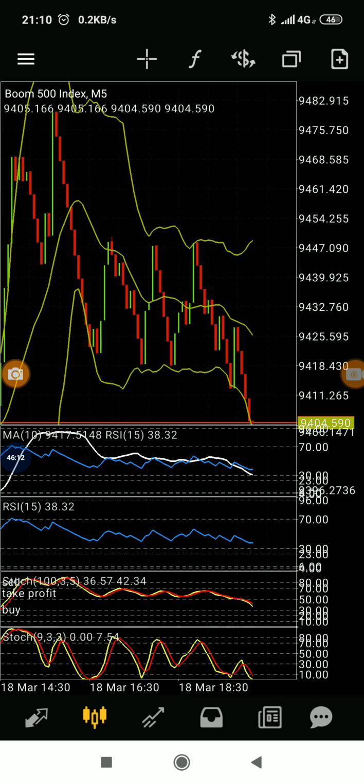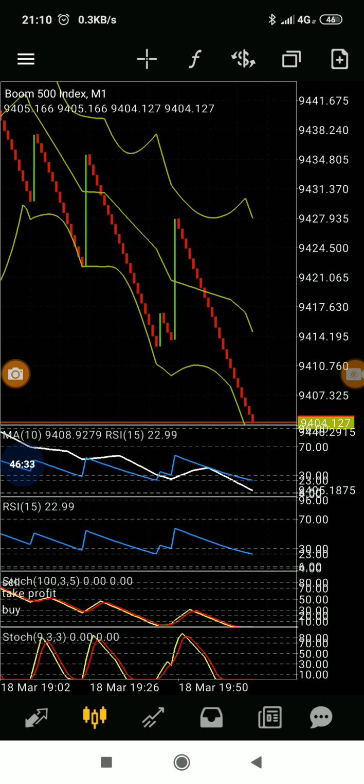But don't buy boom when boom is trending, that is, when the sell is trending. Don't buy boom using this strategy. You can use the other strategy when the stochastic and RSI are facing up. Don't buy boom using this strategy.